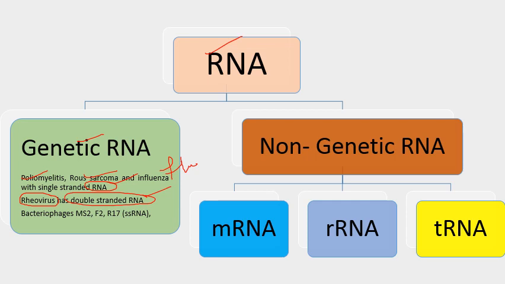Then we have some bacteriophages which contain RNA as genetic material like MS2, F2, R17. These are some bacteriophages, means viruses which infect bacteria. They contain genetic material as single stranded RNA. Then in this lecture we'll discuss only the non-genetic RNAs, which are of three types. One is mRNA, then rRNA and tRNA. mRNA means messenger RNA, then ribosomal RNA and transfer RNA. So these RNAs we will discuss one by one in detail.